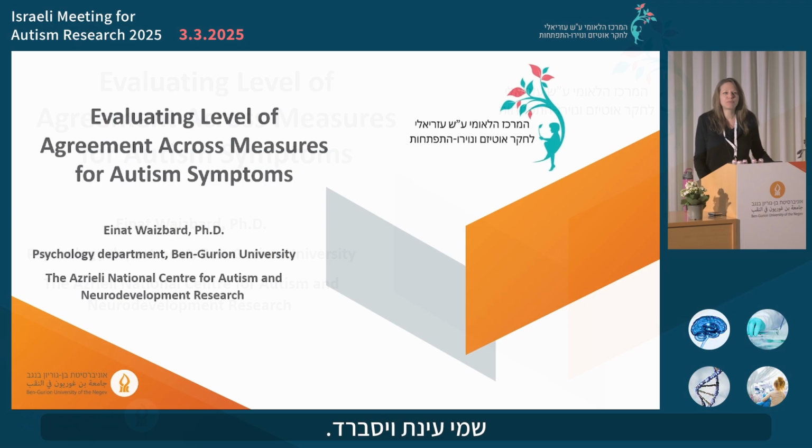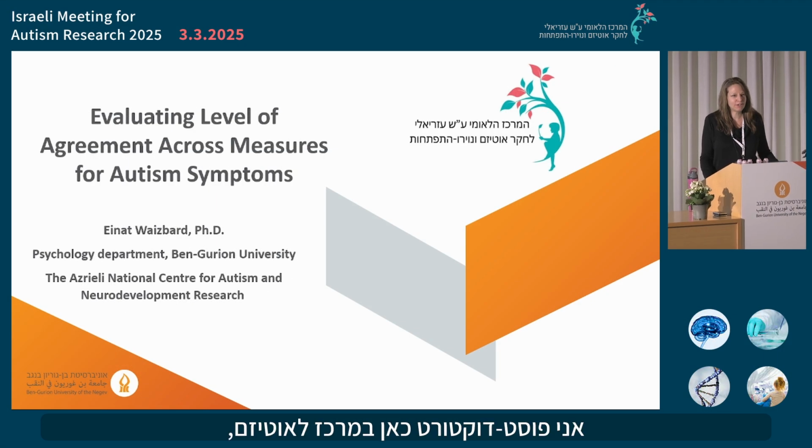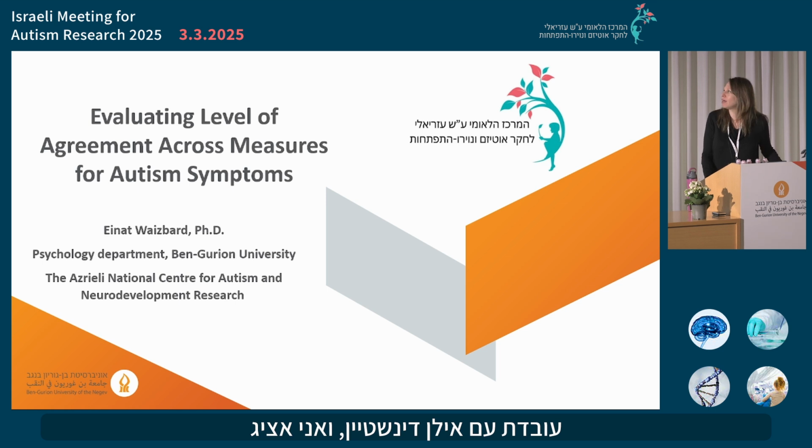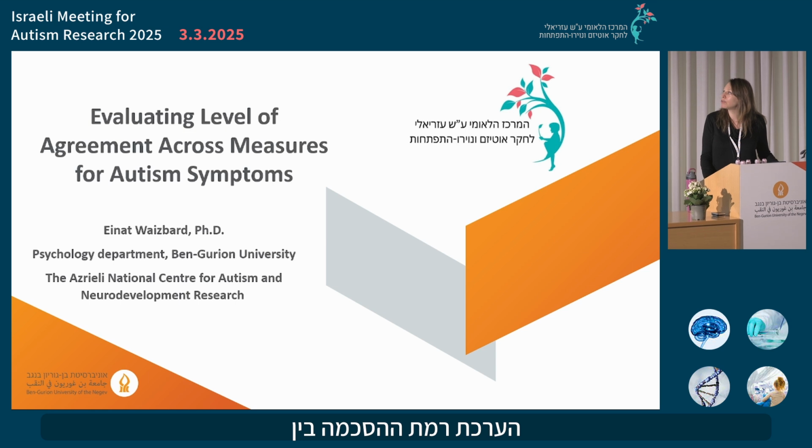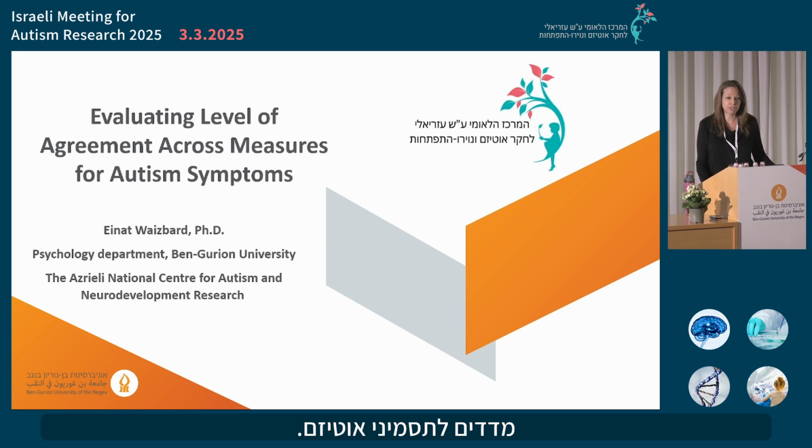My name is Einat Waizbard. I am a postdoc here at the Autism Center, working with Ilan Dinstin, and I'll be presenting to you today the first project that I'm working on as part of my postdoc, which is called Evaluating Level of Agreement Across Measures for Autism Symptoms.